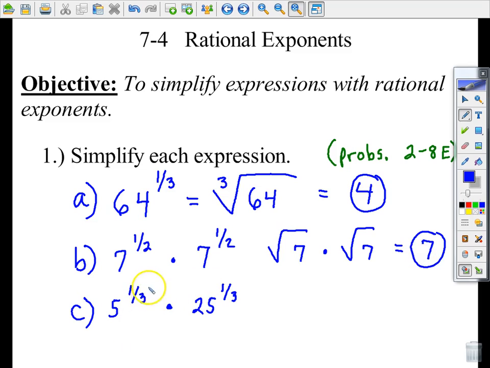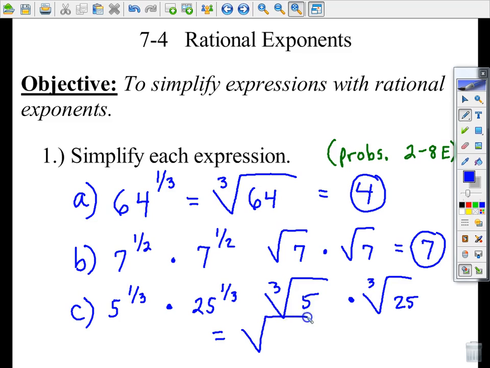All right, maybe I can get a volunteer. How would I change 5 to the 1/3 power to radical form? 5 to the 1/3 power as a radical. Yeah? Would it be 3 radical 5? Let me say it this way. It would be the blank root of 5. Okay, the cube root of 5. And same thing here. This would be the cube root of 25. The denominator is always the index. We multiply those together, and we get the cube root of 125.